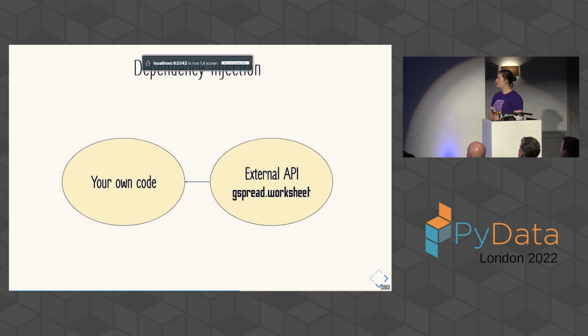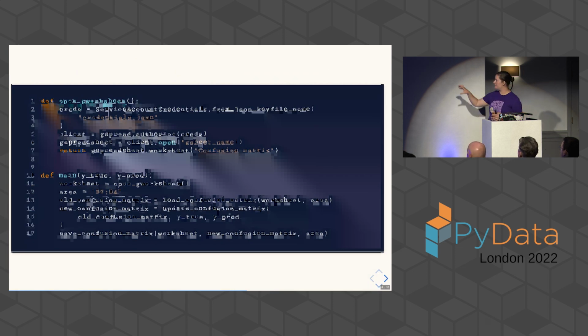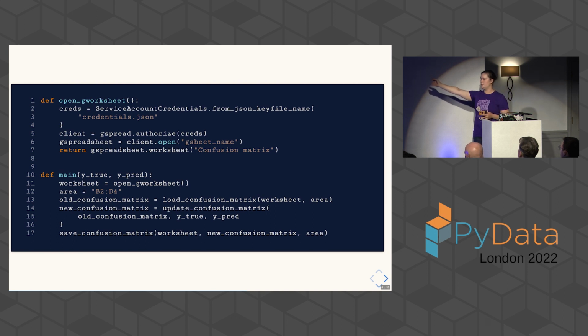Yep. So this is the principle. It's called dependency injection. So the idea is that your code should not be responsible for instantiating any of the third parties object you are using. It should receive it from the outside. So here it receives it from the main. This OpenJ worksheet is responsible for creating the worksheet object and giving it to your other functions.